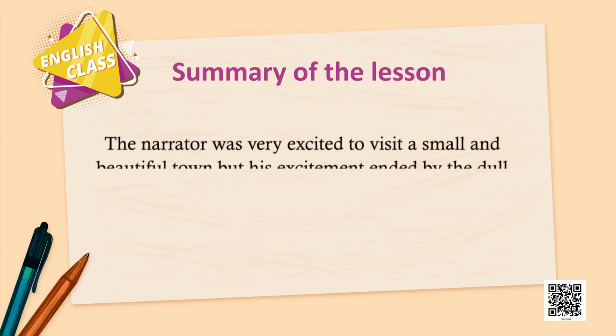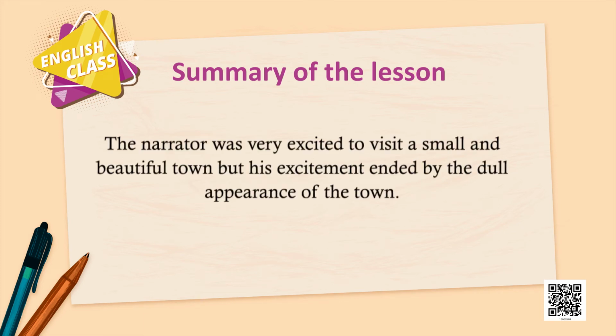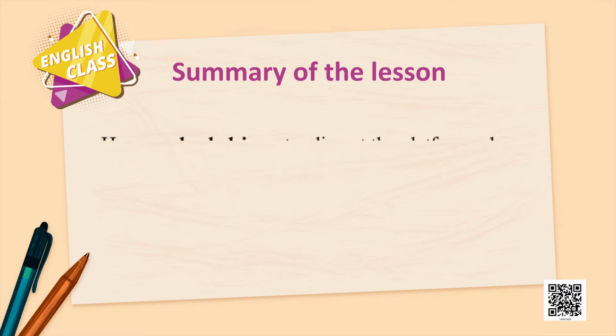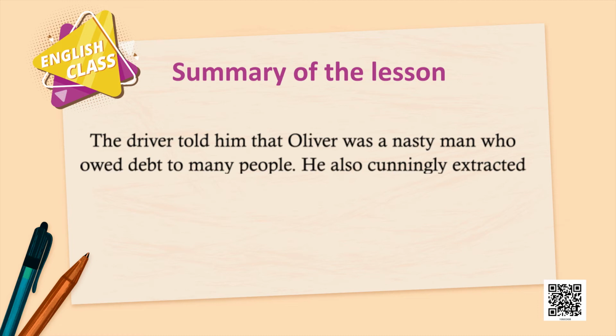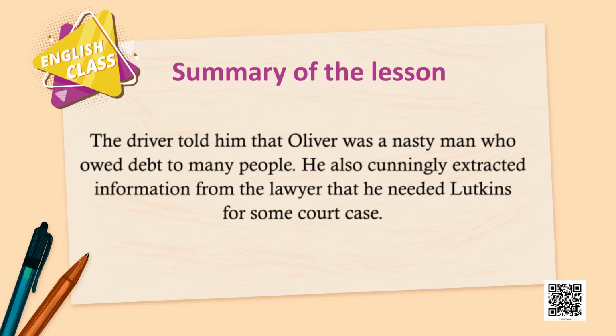The narrator was very excited to visit a small and beautiful town, but his excitement was dulled by the dull appearance of the town. He saw a hack driver standing at the platform who was very cheerful and nice. He went up to him and inquired about Oliver Lutkins as he was new to the town and wanted to find him. The driver told him that Oliver was a nasty man who owed debt to many people.